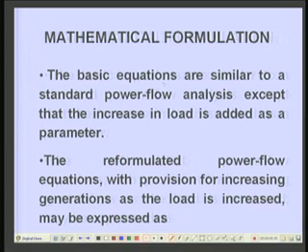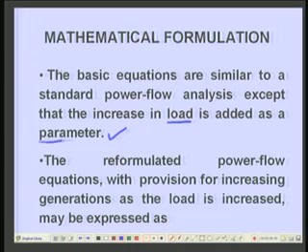The basic equations are similar to standard power flow analysis, except that the increase in load is added as a parameter. Generally, in a conventional power flow, the loads are known to us and we solve the problem. Now, here what we do is that the increase in load is added as a parameter. This is one difference here.